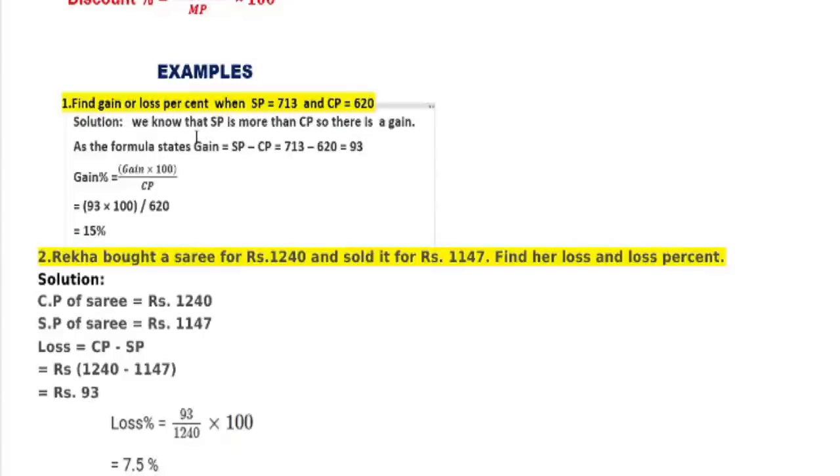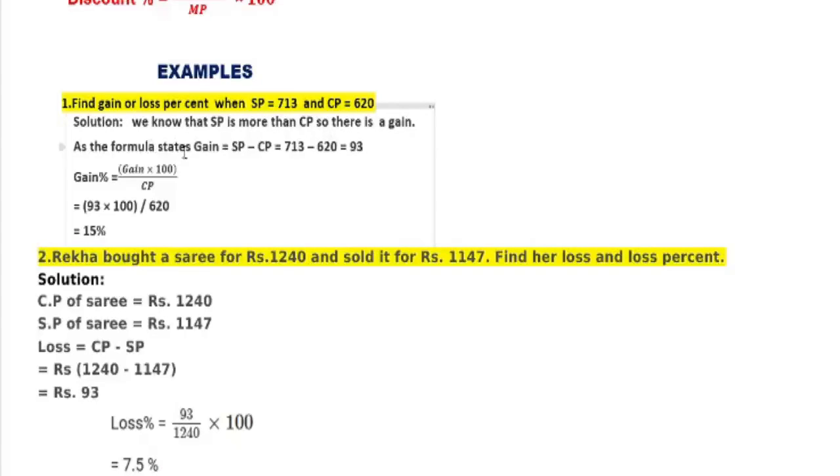First one, find the gain or loss percent when SP is 713 and CP is 620. It is a simple question. Selling price is given as 713 and cost price is 620. By checking this value, you can find out SP is greater than CP. That is, selling price is more than cost price. If selling price is more than cost price, there is a gain or profit.